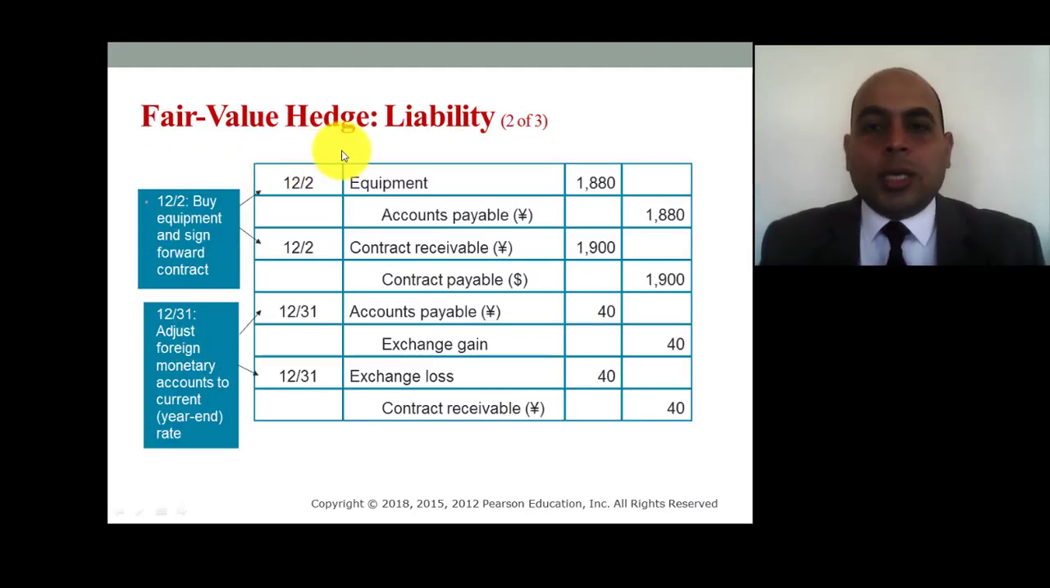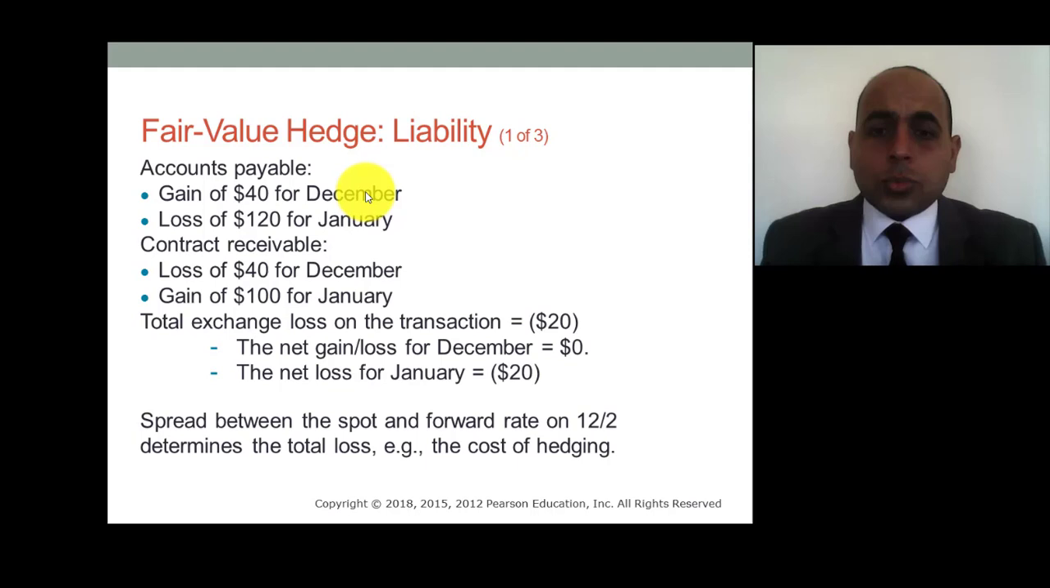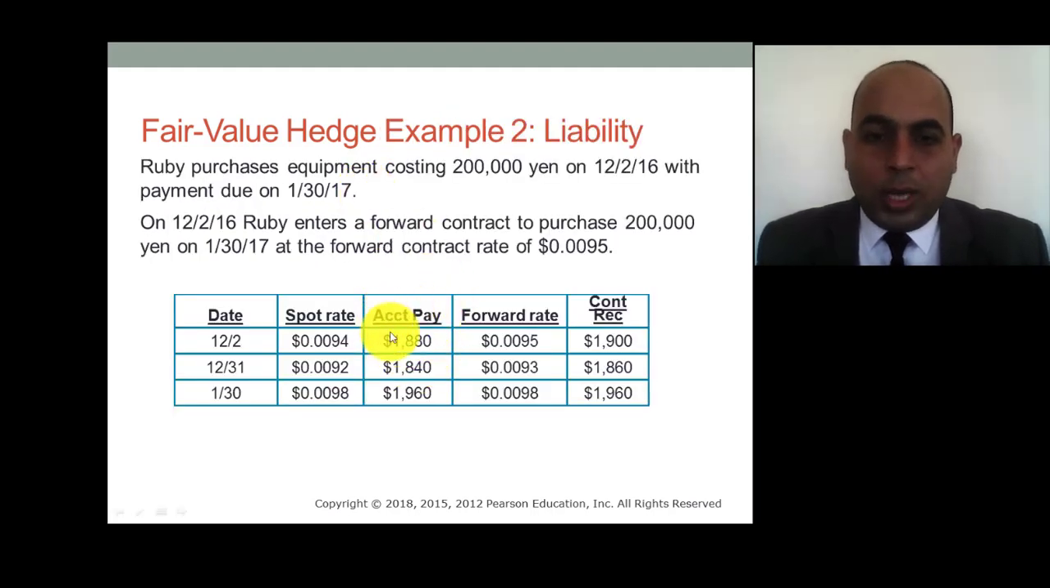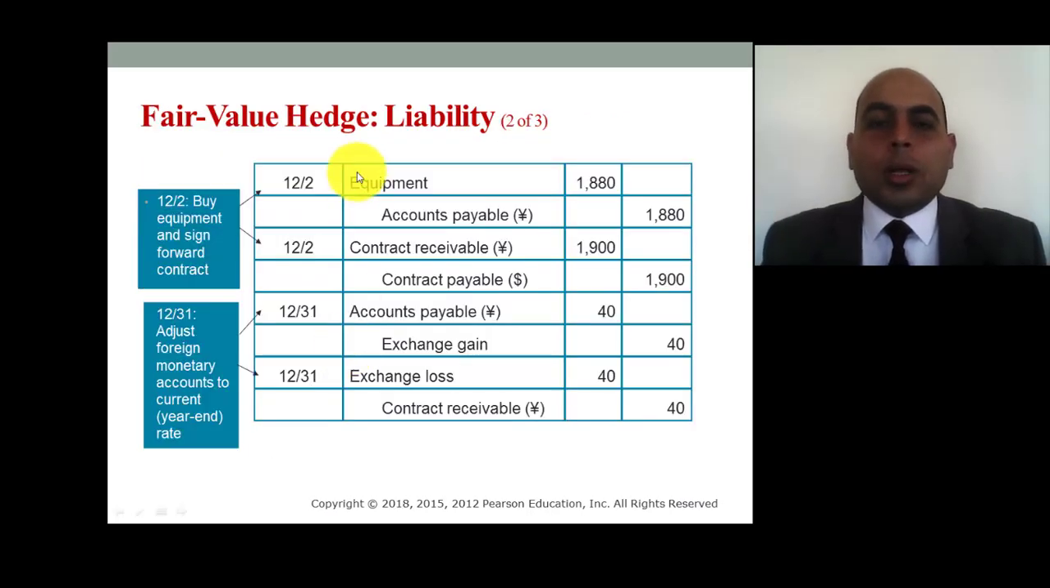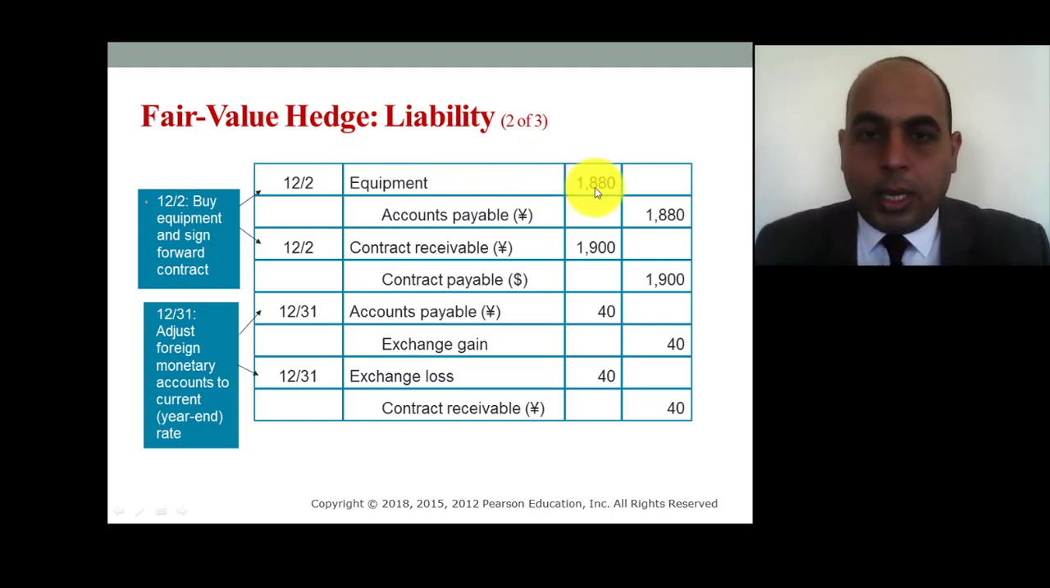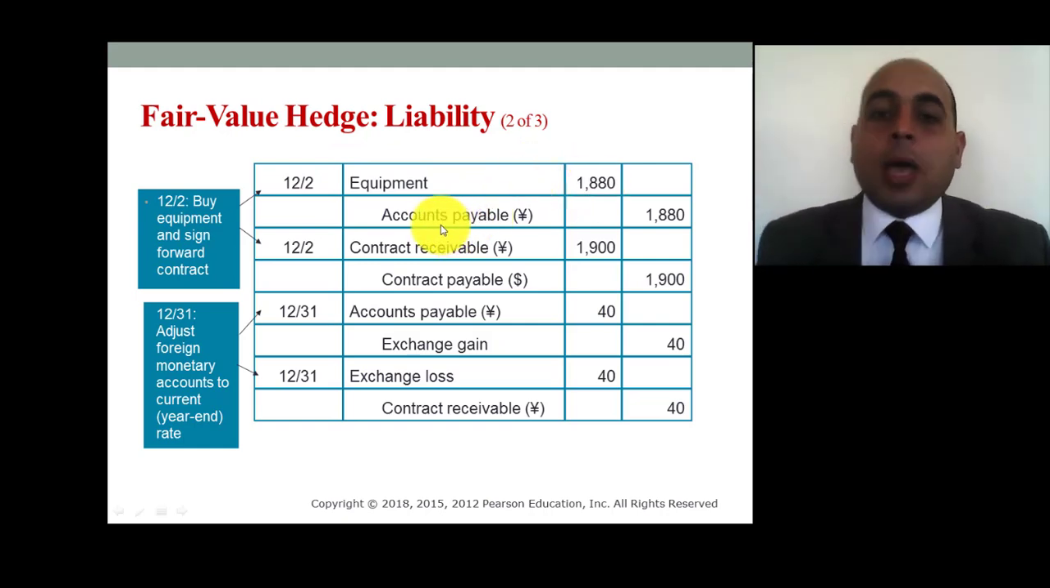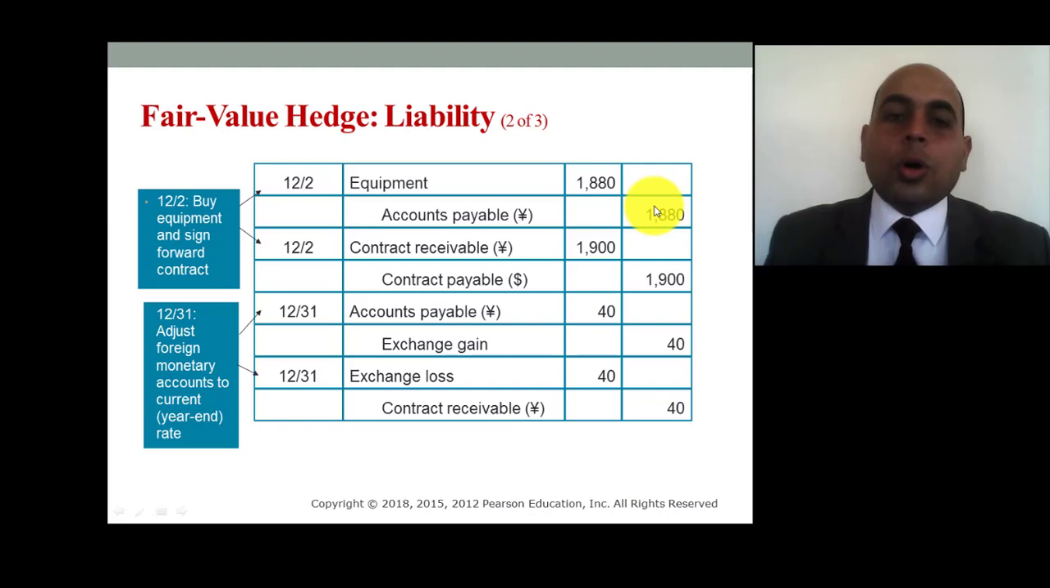As we purchase equipment, this is the amount. Already we have translated it, 200,000 at 0.0094. So we will debit equipment by 1,880 and credit accounts payable, the amount we owe for the equipment, 1,880. On the other hand, you have to record the transaction of entering into the forward contract.